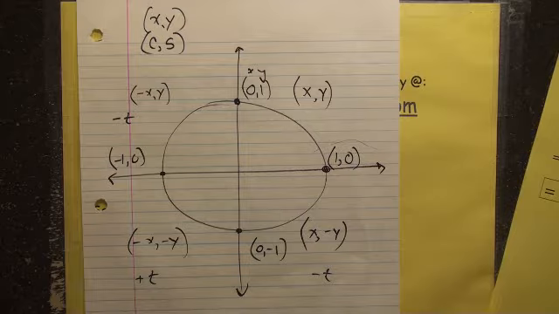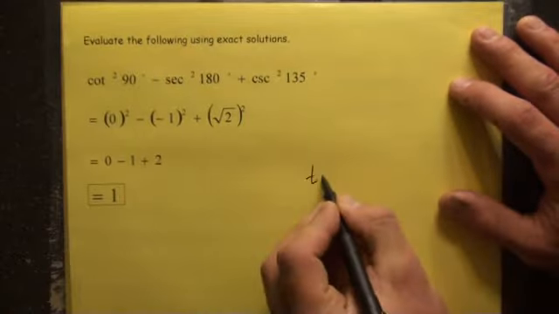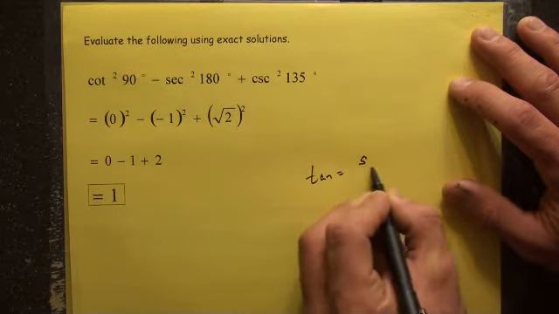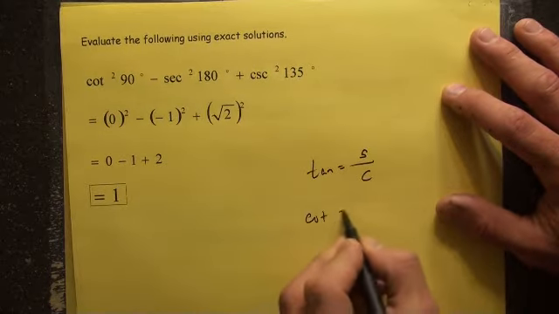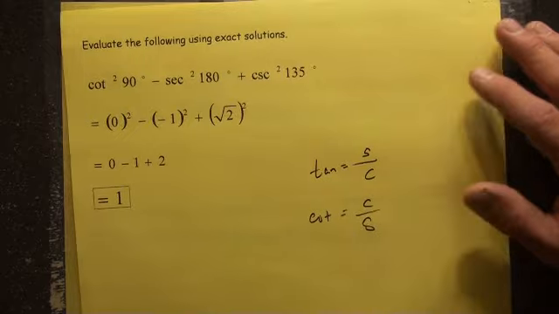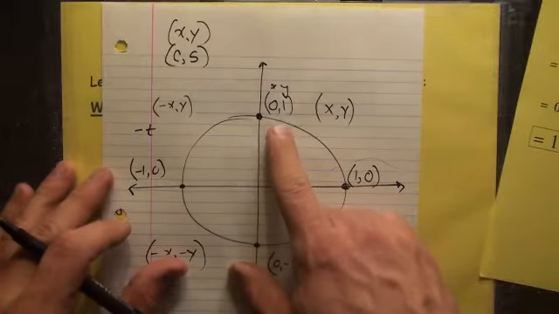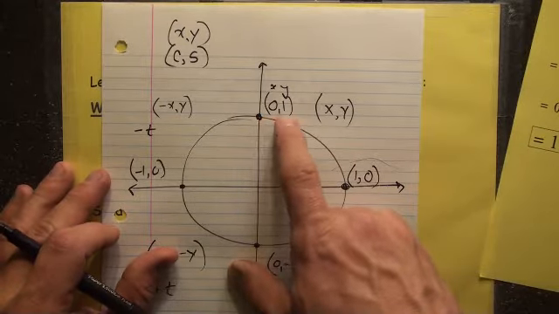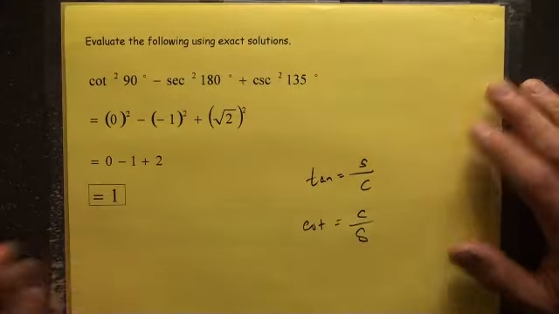Well, what's tangent? We know that tangent equals sine over cosine. Therefore, cotangent equals cosine over sine. Cosine over sine would be 0 over 1, right? 0 over 1, 0 squared, bam, all right?